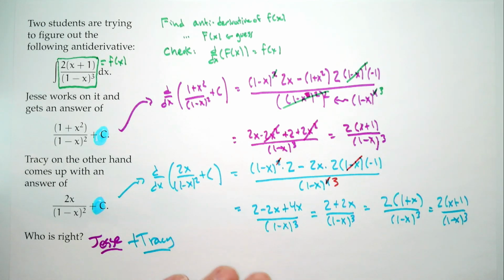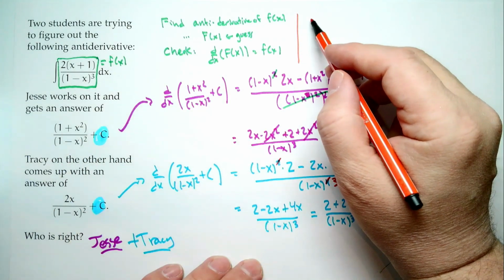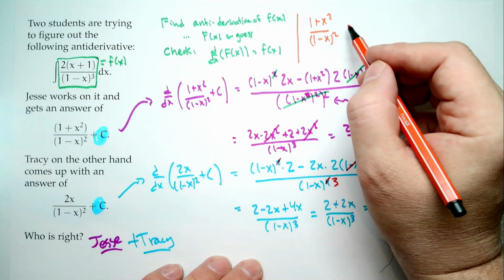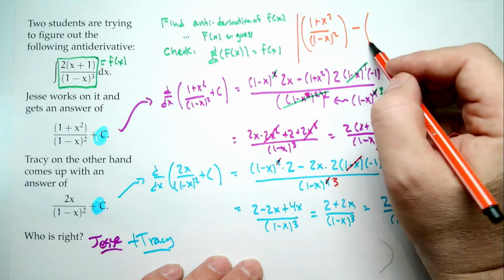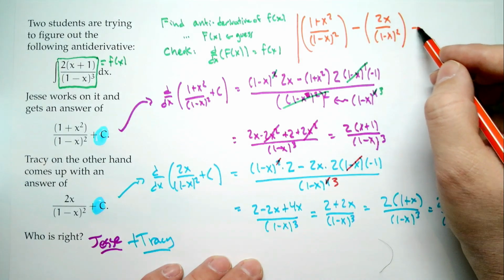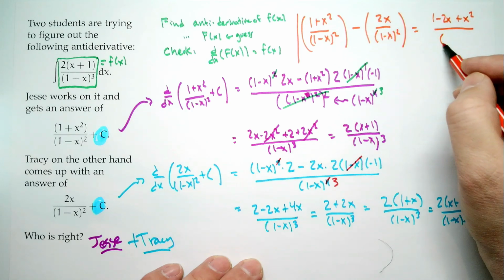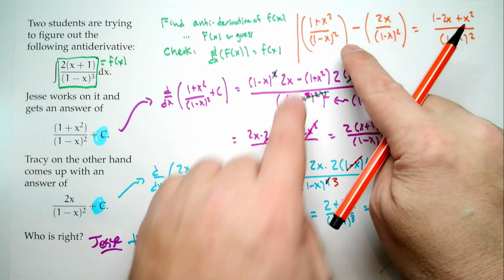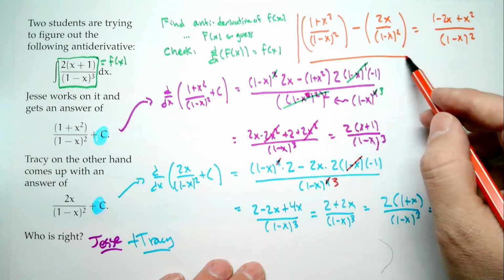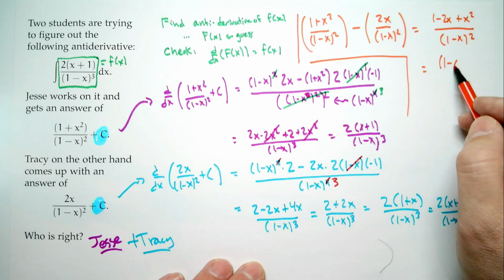Well, one way to tell if two things only differ by a number is just subtract them from each other. So if you took 1 plus x squared divided by 1 minus x quantity squared, and then you subtracted 2x over 1 minus x quantity squared, what you'd end up with is upstairs is 1 minus 2x plus x squared, and downstairs you end up with 1 minus x quantity squared, because 1 plus the x squared, then the minus 2x. But how does that upstairs change? It's 1 minus x squared.